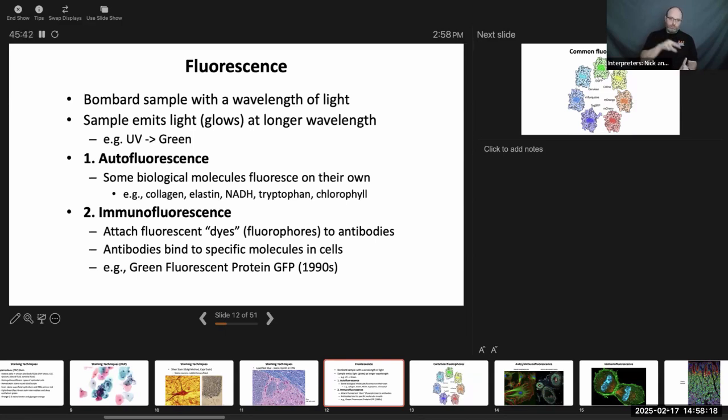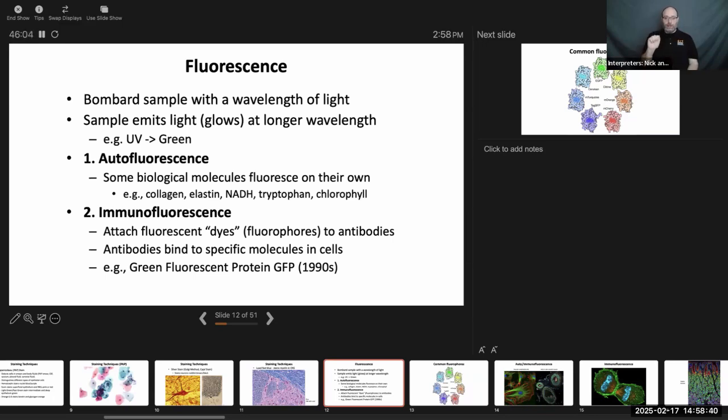So things like collagen and elastin, which are two proteins that are found in the extracellular matrix of a lot of tissues. They're very common in cartilage and in tendons, fascia, muscles, a lot of connective tissues.